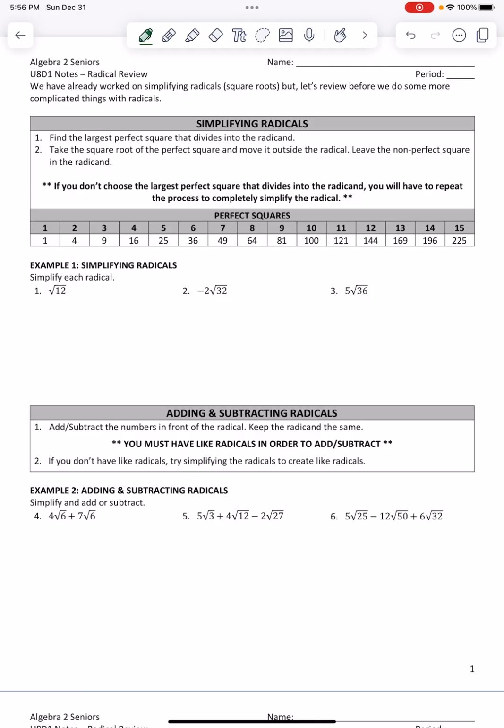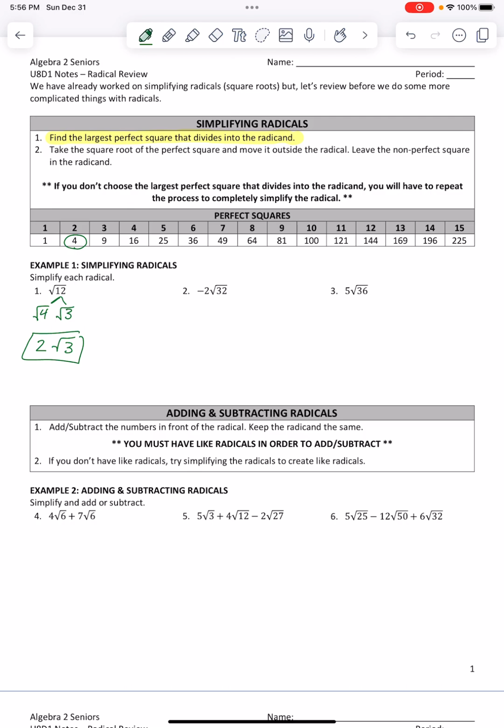So remember, when we're simplifying radicals, what we're looking for is the largest perfect square that divides into the radicand. So in this case, 12. The largest perfect square that goes into 12 is 4. So we would say 12 is 4 times 3. We're taking the square root of these things. The square root of 4 is 2, and then we can't do anything with that square root of 3. So that's it.